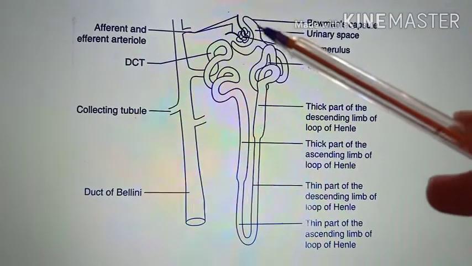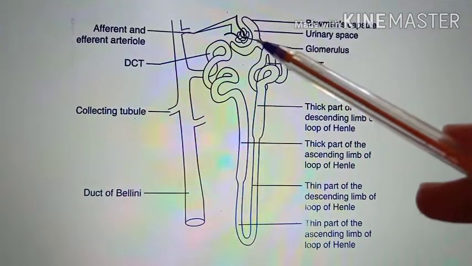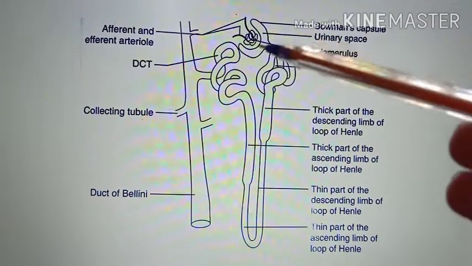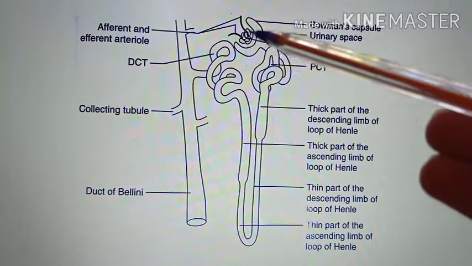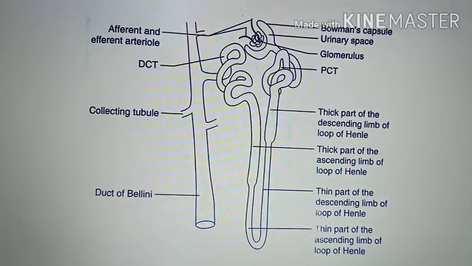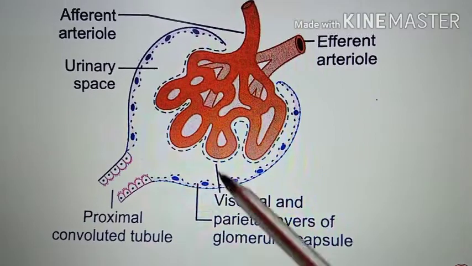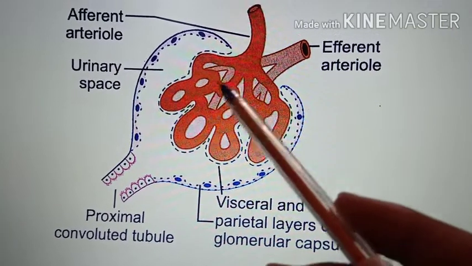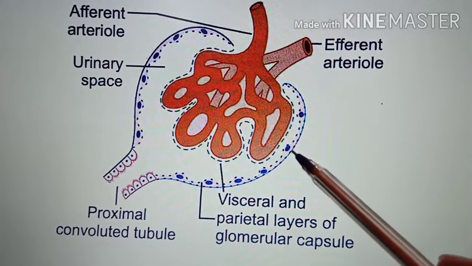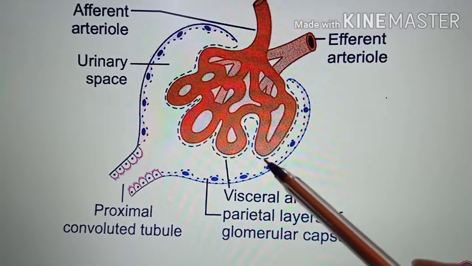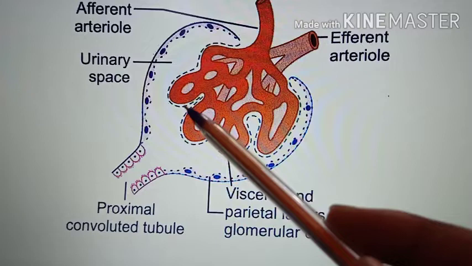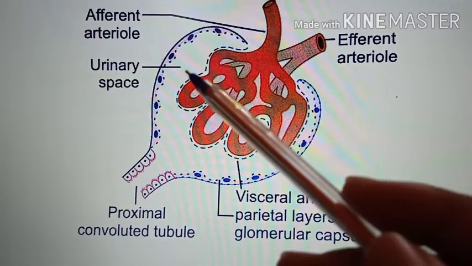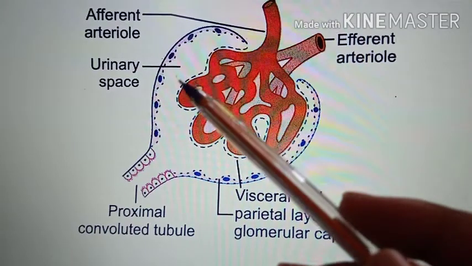So this parietal layer consists of simple squamous epithelium resting on the basement membrane, and the visceral layer has cells called the podocytes. In this enlarged view, this is the Bowman's capsule, and this is the glomerulus. The layers you can see here are the parietal layer and the visceral layer. In between those two layers, the space is the urinary space or the Bowman's space.